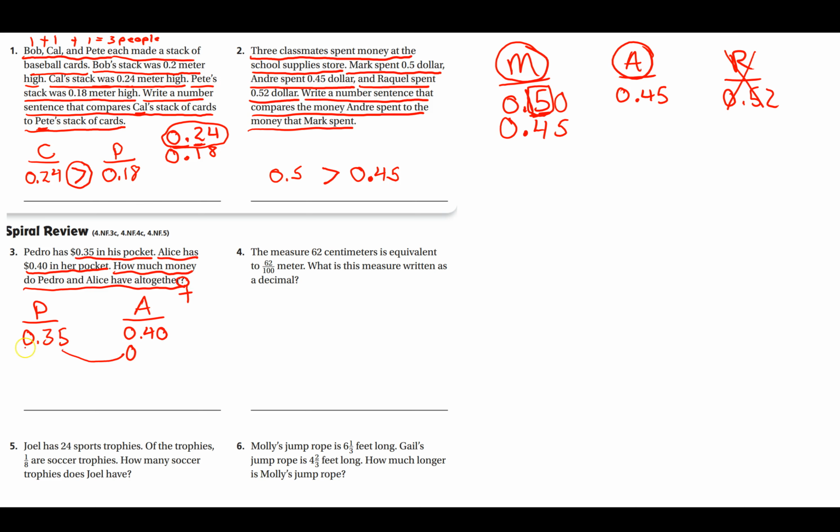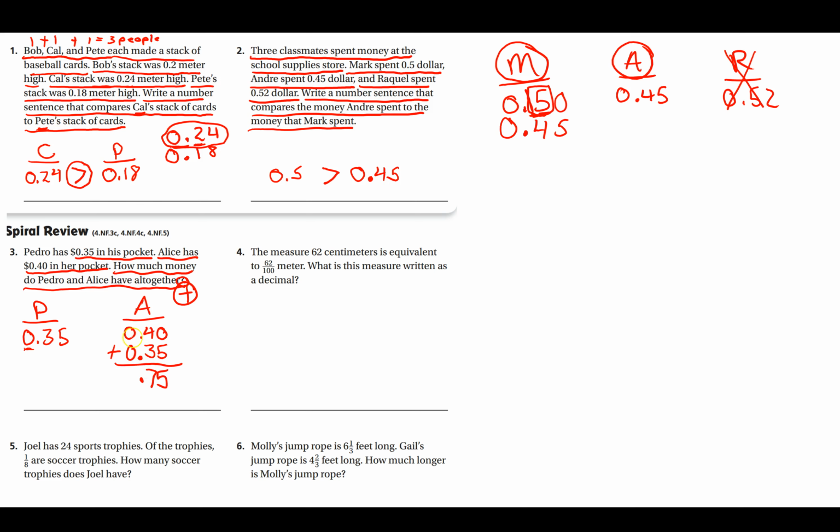So 0 in the ones place, then my decimal. He's got a 3 in the tenths place and a 5 in the hundredths place. And now I can add those two numbers up because I want to know how much they have all together, so I need to add. 0 plus 5 is 5. 4 plus 3 is 7.